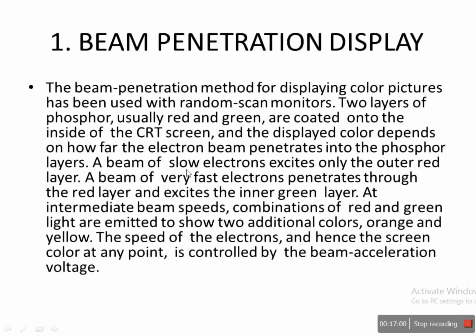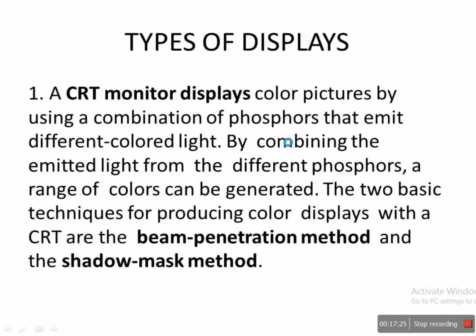A beam of slow electrons excites only the outer red layer. A beam of very fast electrons penetrates through the red layer and excites the inner green layer. At the intermediate beam speed, a combination of red and green lights is emitted to show two additional colors, orange and yellow. The speed of the electron, and hence the screen color at any point, is controlled by the beam acceleration voltage. Now I'll explain what this means with the help of this diagram.